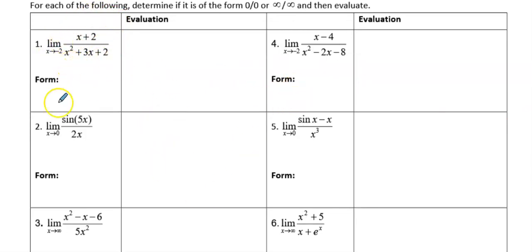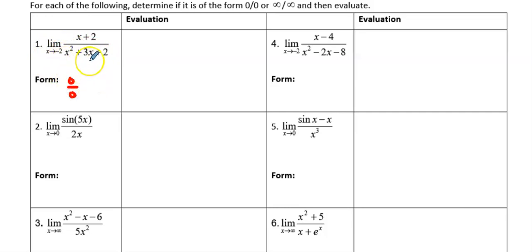So you guys can see we have a lot of limits here, and the first thing I always tell you guys to do is substitution. So if you plug in -2 to the numerator, you're going to get 0, right? And you plug -2 into the bottom, you're going to get -2 squared, which is 4. You're going to get plus 2 times -2 times 3, which is -6. So 4 minus 6 is -2, and then plus 2 is 0. So you're going to get 0 over 0.